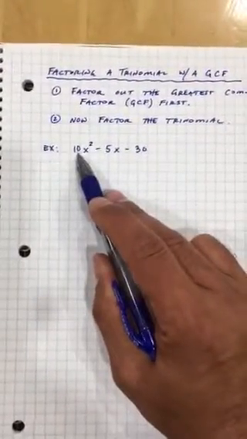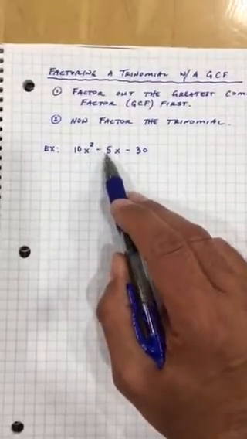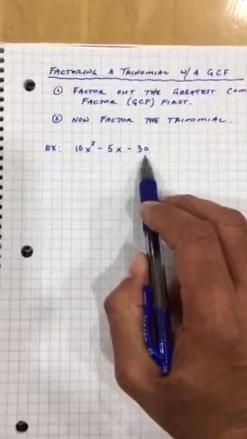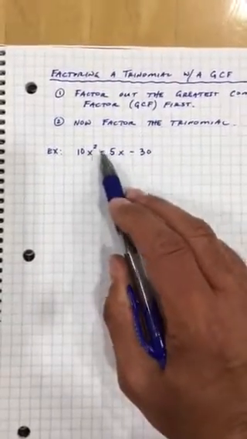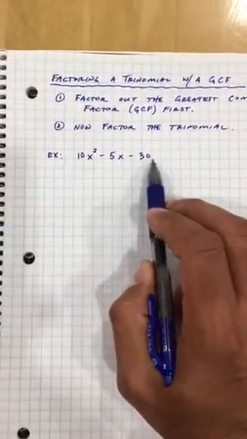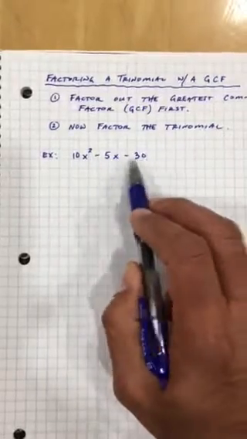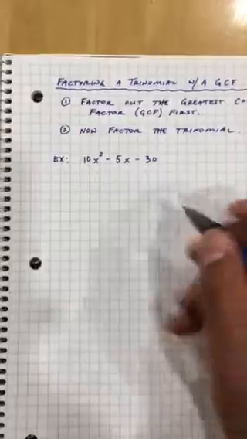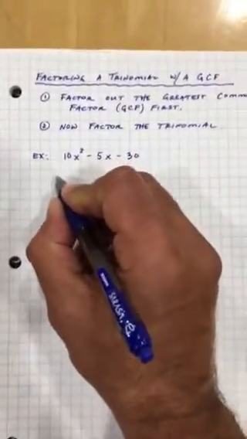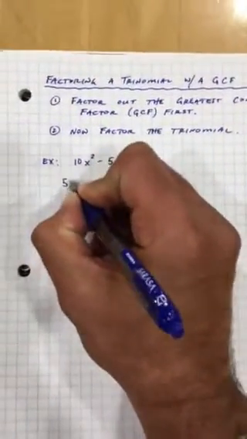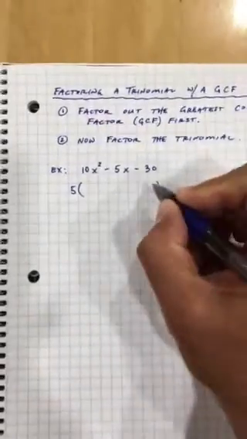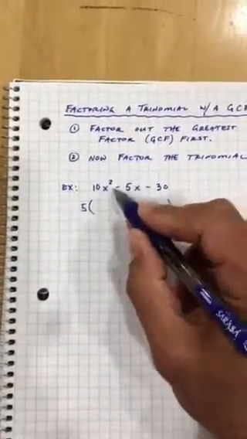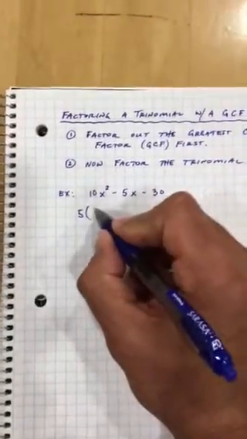And of the three numbers here, 10, negative 5, and negative 30, I can say that they all have a factor of 5 in common. Now, these are the only two that have x's connected to them. This one does not. So I will not be taking out any variables. As I said, 5 is the greatest common factor, so I'm going to write that first. When I divide 5 from each of these terms, I'm going to show what's left.